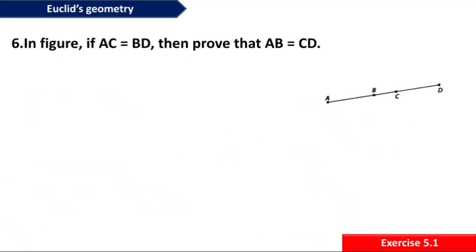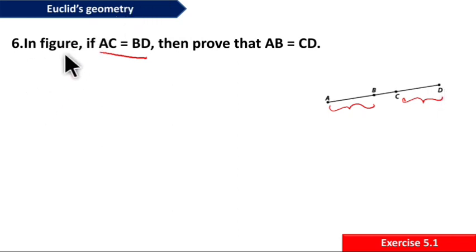Now let's see the next question. In the figure, if AC equal to BD, then prove that AB equal to CD. Here AC is equal to AB plus BC, and BD is BC plus CD, right? So we have to prove that this length AB is equal to this length. How do we prove this?